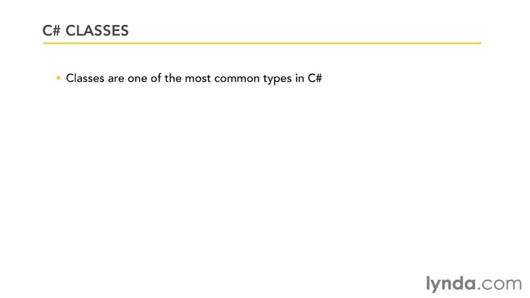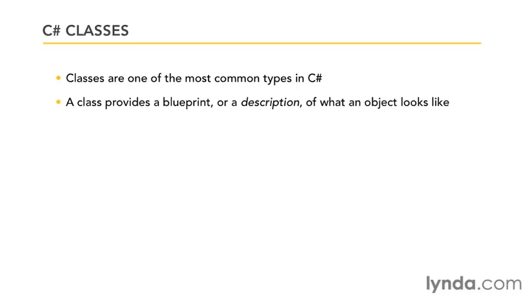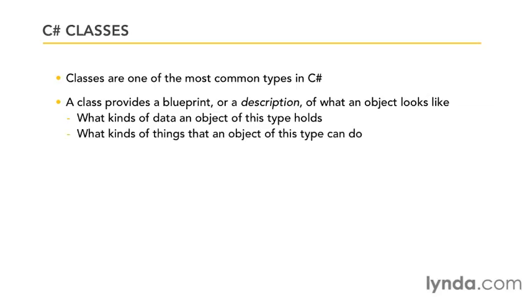Classes in C# are one of the most common types that you will come across, and a class essentially provides a blueprint or a description of what an object looks like and what it does. The blueprint defines things like what kinds of data an object of a certain type holds, and it also defines what kinds of things that an object can do. It's important to keep in mind, however, that a class is just a definition. It's a description. It's not the actual object itself. For example, when you have a blueprint of a house, the blueprint you can think of as being a class, but it's not the actual house. When you build the actual house, that's the object. The blueprint just provides a description of how to do that.